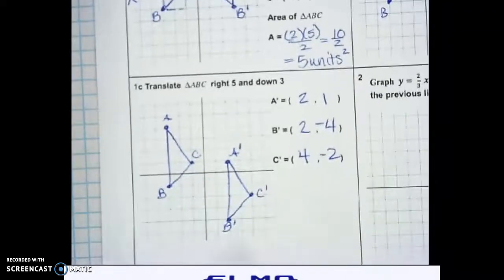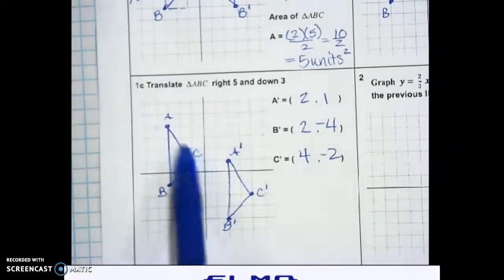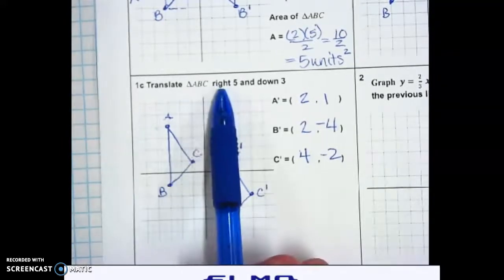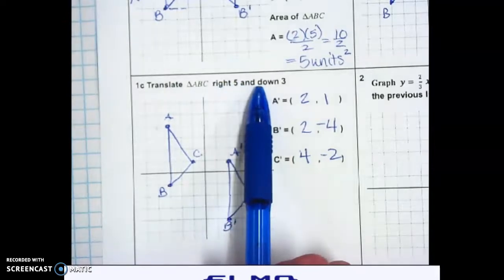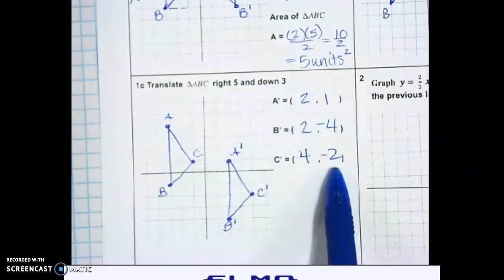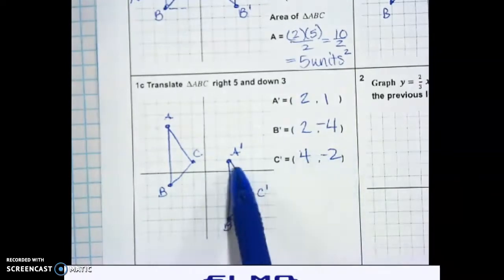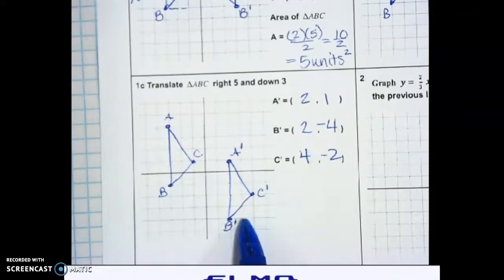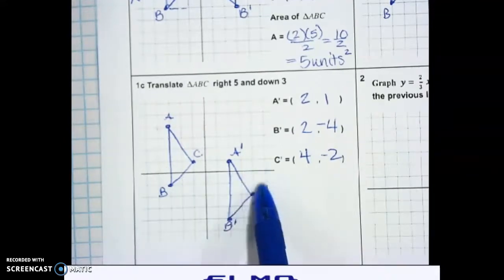Moving on to box 1C. This time they want us to translate, so you start with the same original triangle ABC. You're going to move it right 5 units and down 3 units, and then state where each of the points end up at. A prime is at 2, 1, B prime is at 2, -4, and C prime is at 4, -2.